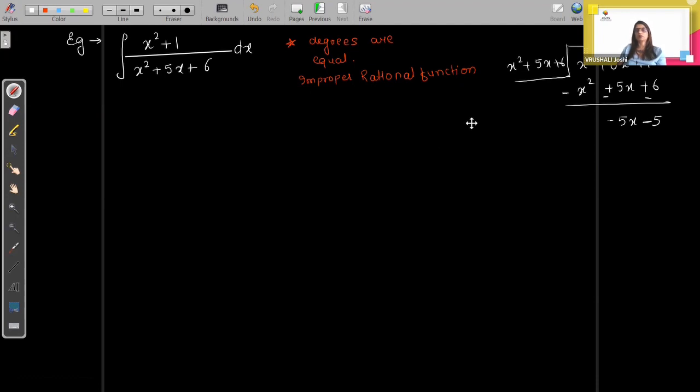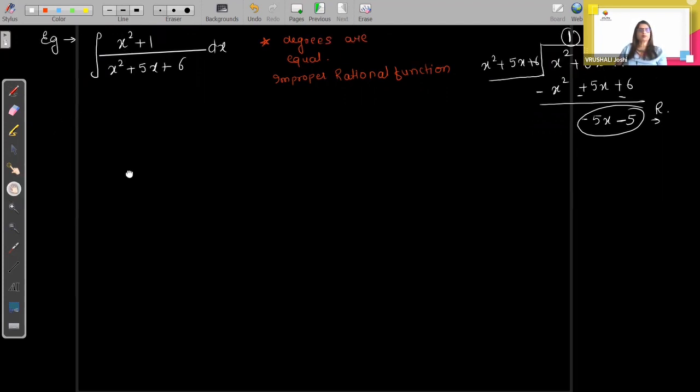So this is your quotient. This is your remainder. You cannot divide any further, because the degree of the remainder is less than the degree of the divisor. So you cannot go beyond that. This is your remainder and this is your divisor. So how will you write this? In what form will you write this now?